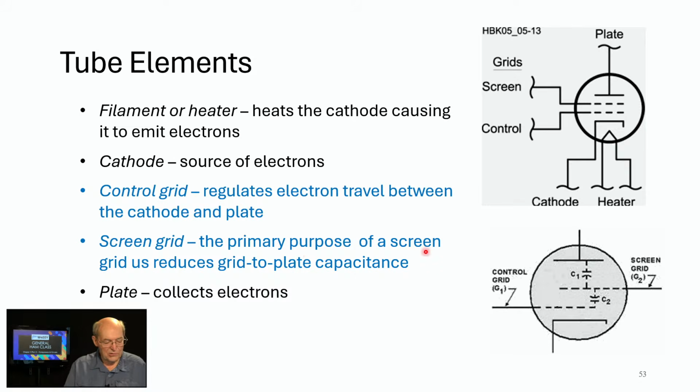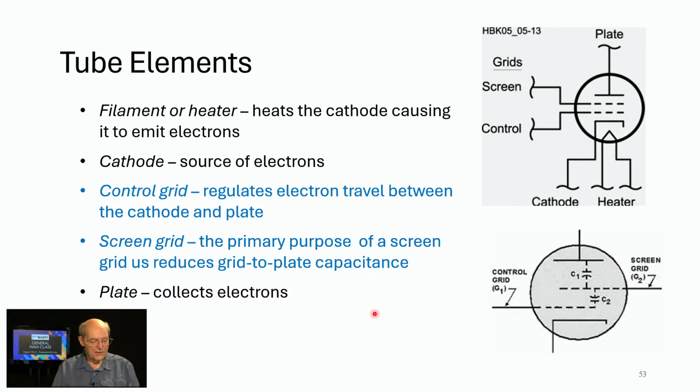And then coming into the pool question, so we've got the filament or heater. Typically that runs 6 volts or 12 volts in receiving tubes. It heats the cathode, causing it to emit electrons, or boil them, as I like to say. So the cathode is the source of electrons. The control grid regulates electron travel between the cathode and plate.